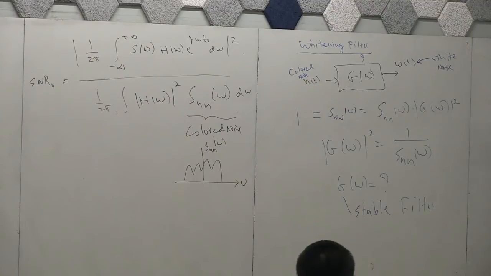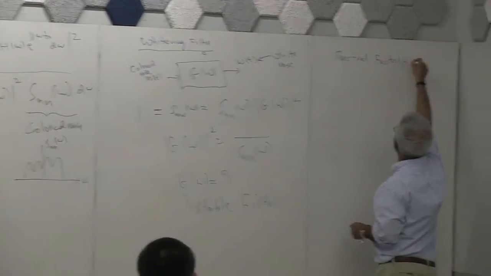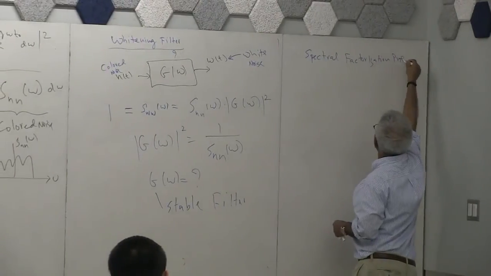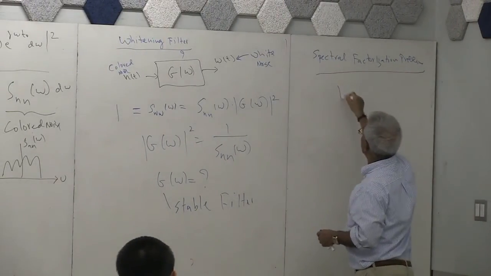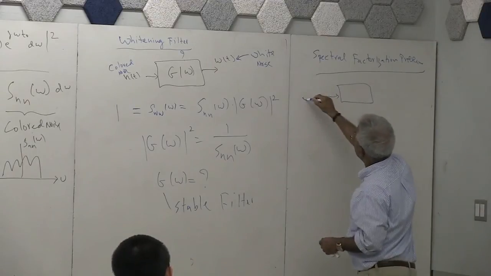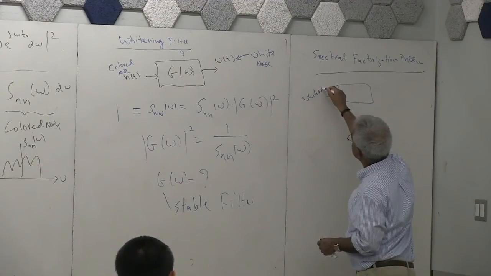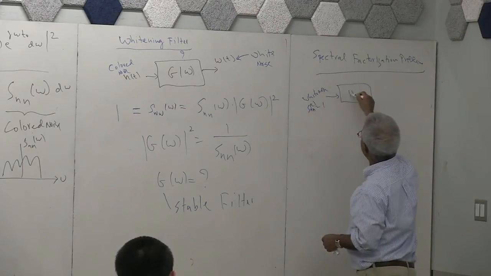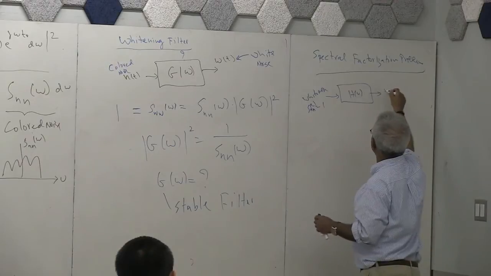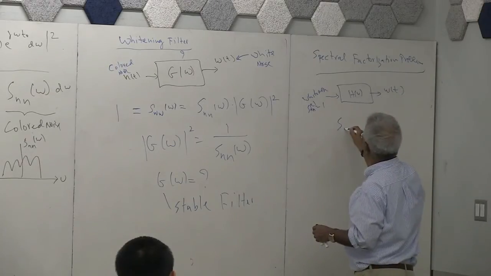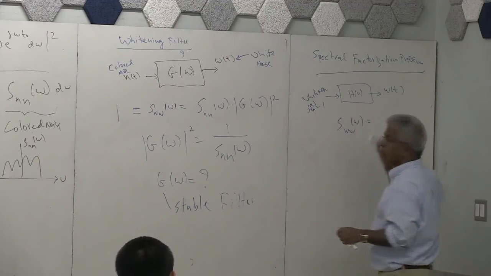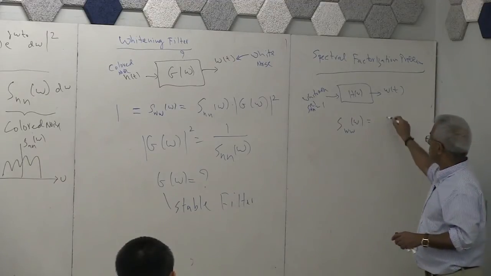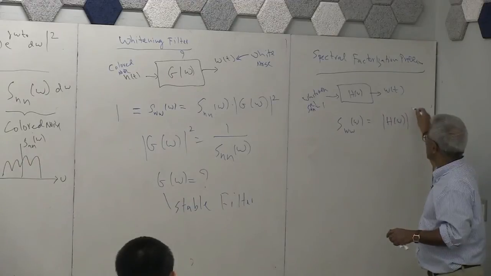So this problem comes under something called the spectral factorization problem. The inverse problem is the following. Suppose this is white noise with power spectral density 1, and I pass it through a filter and I get some noise W(t). What is the power spectral density Sw(omega)? Anyone? So that's simply magnitude of H(omega) squared, right?